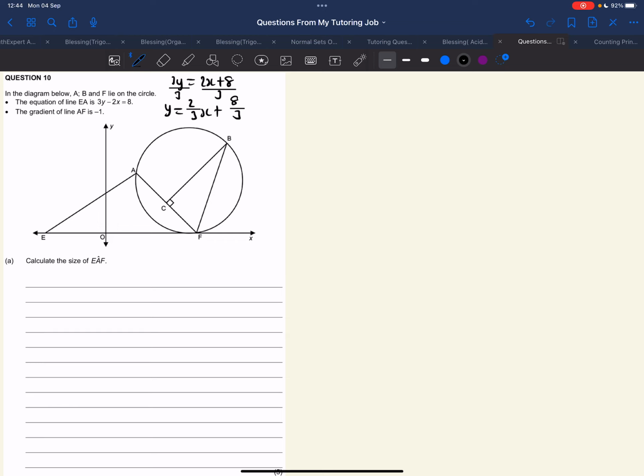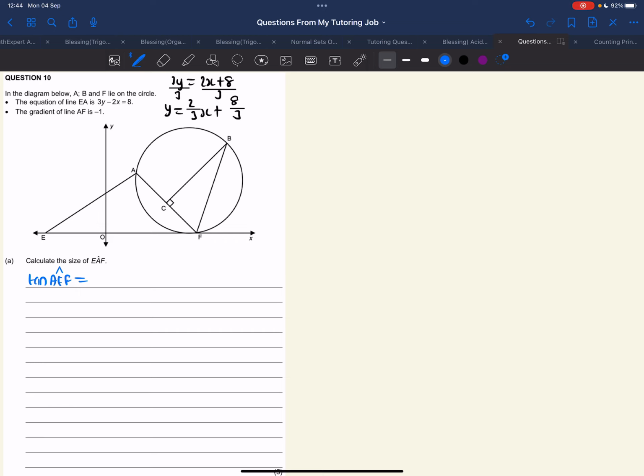Now for us to find the size of EAF, we're going to need to find the angle at E and the angle at F. To find those angles we're actually going to use tan. So we're going to use the tan of a gradient. It means that to find angle AEF, it's going to be tan of angle AEF.